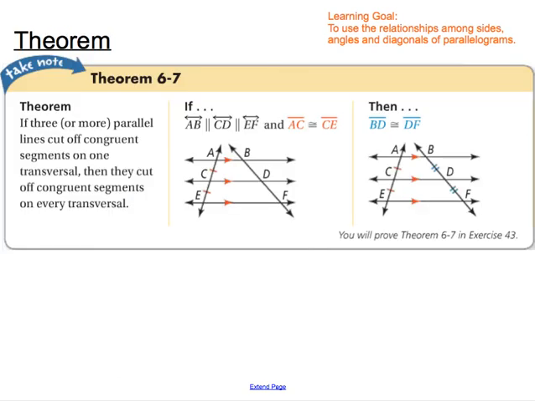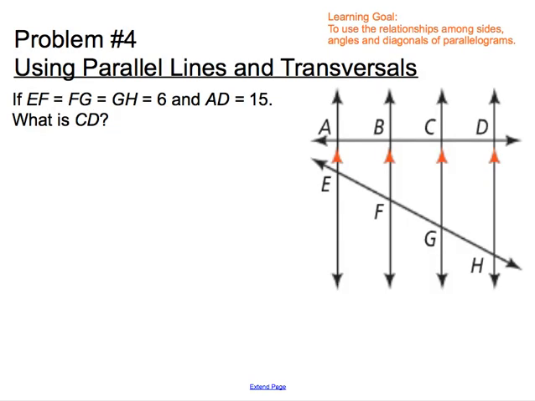Our final theorem states that if 3 or more parallel lines cut off congruent segments on one transversal, then they cut off congruent segments on every transversal. So a potential problem might look like this. If the length from E to F equals the length from F to G, equals the length from G to H, and those are all equal to 6, and the length from A to D is 15, what is the length from C to D?